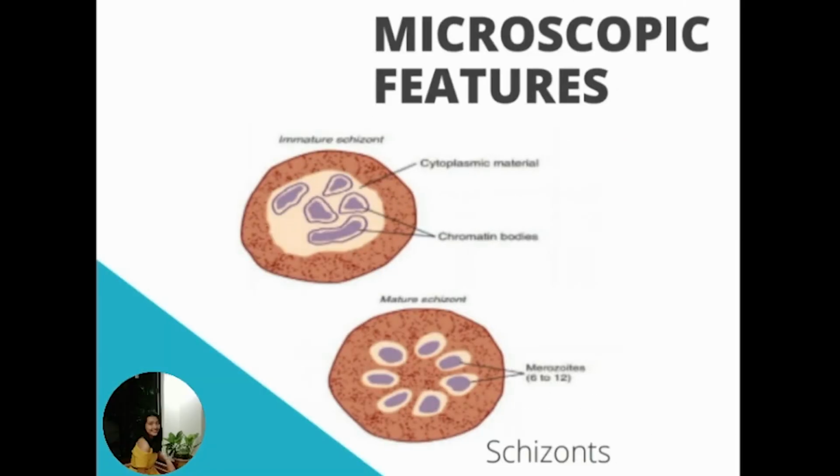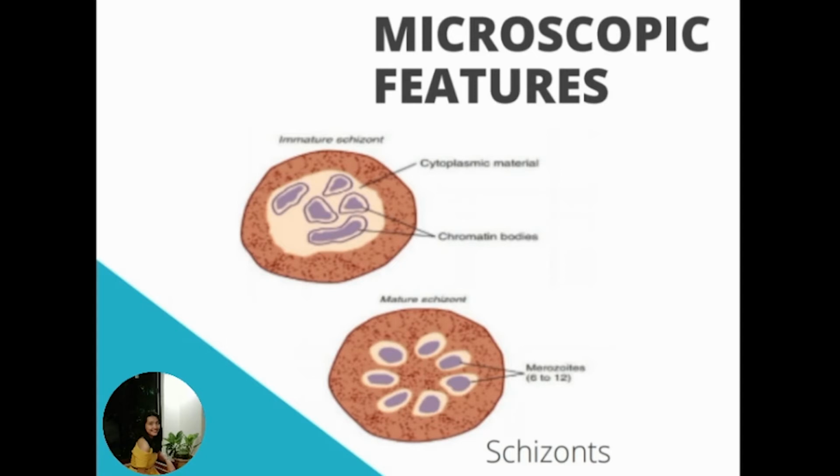Now proceed to the next microscopic feature, which is the schizonts. As you can see, there are two stages of schizonts, the immature and the mature schizonts. In the immature schizonts, you can see the cytoplasmic material and the chromatin bodies, while the mature schizonts have merozoites. Schizonts of Plasmodium malariae have 6 to 12, usually 8 to 10 merozoites, often arranged in a rosette or a regular cluster.